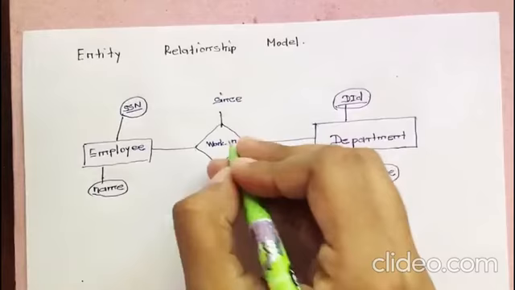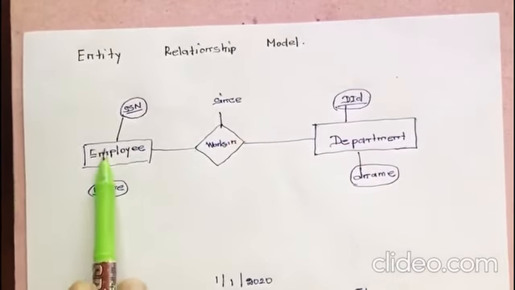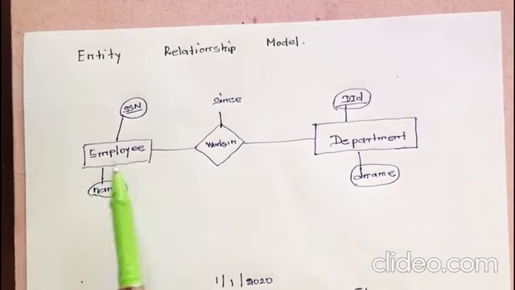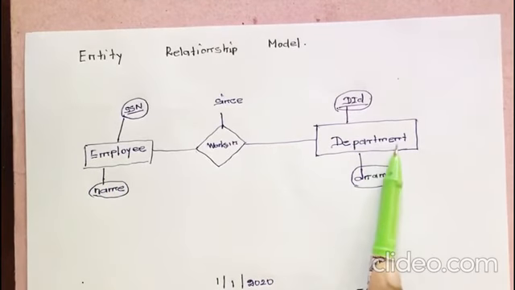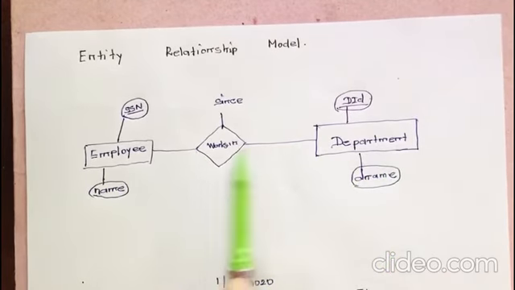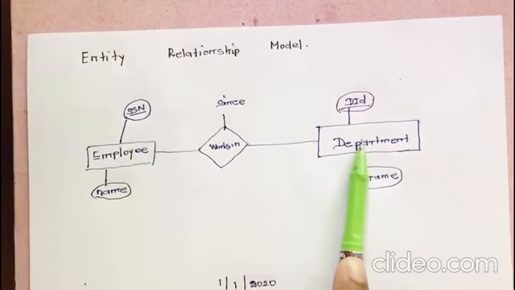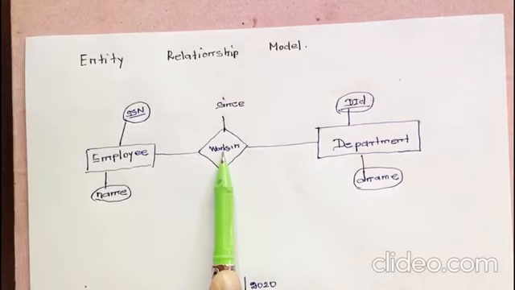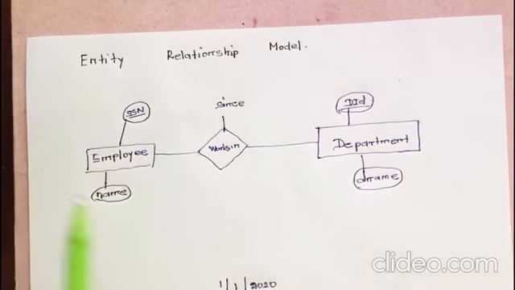Employee is an entity, department is an entity. So, relationship is the association among these entities, which is works in. Let's say, Nimal works in the pharmacy department.